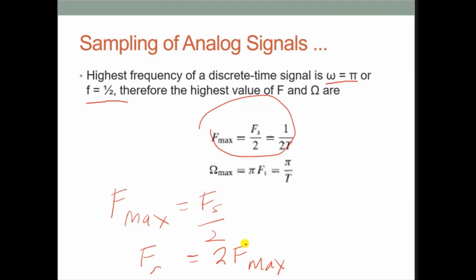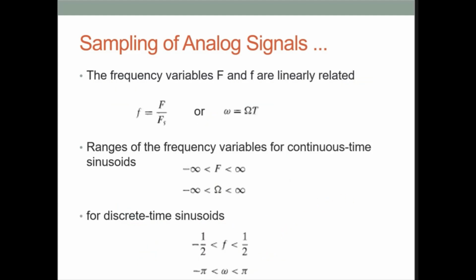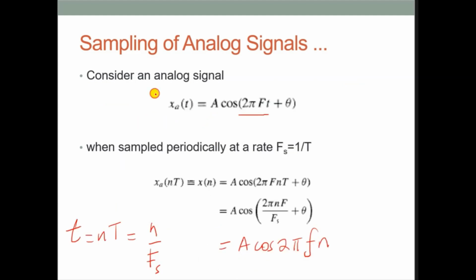What does it mean by maximum frequency? Maximum frequency is when you have a combination of analog signals. For instance, you have this signal plus another signal at different frequencies. For example, like our voice. Our voice has several frequencies; actually, it's a combination of several signals. So the highest frequency among all those signals is F max.